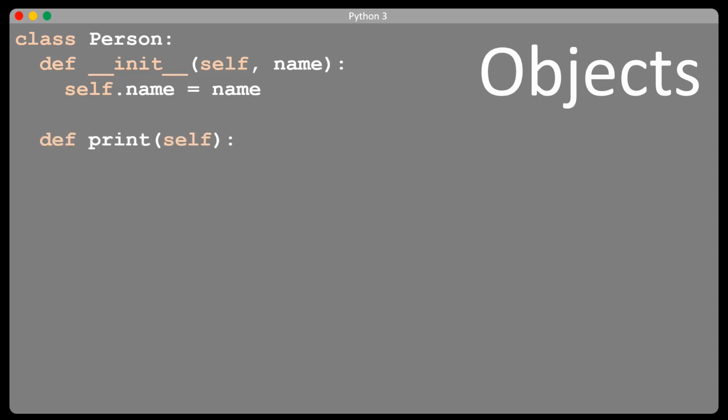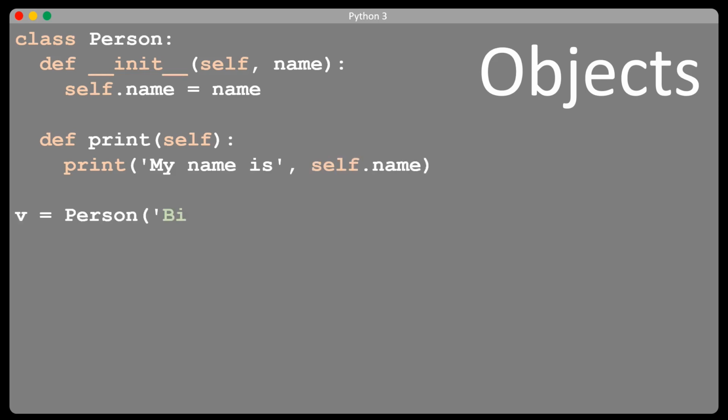The second class function is called print, and it merely prints the string "my name is", followed by the name of the object. Now we can generate an object V, simply by calling the class name person, which then calls the constructor. We give this object the name Billy. And then we can call V's function print, and we get the expected result. Note that we didn't need to include the self parameter when calling these object-oriented functions.